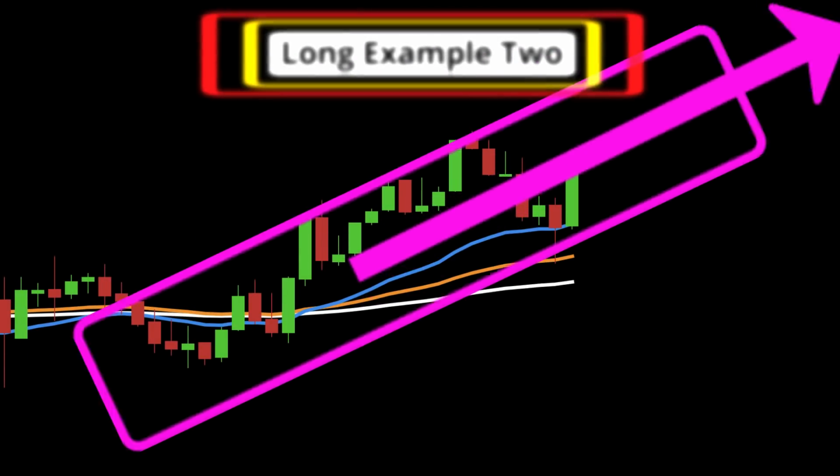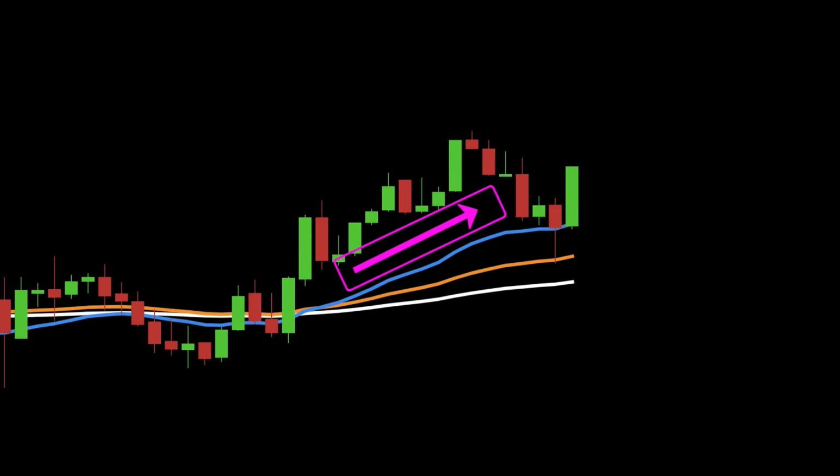I have one more long example. Price is trending above the 3 EMAs. Then we can see price touches the 25 EMA with that nice hammer candle.